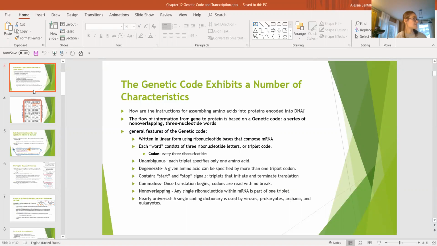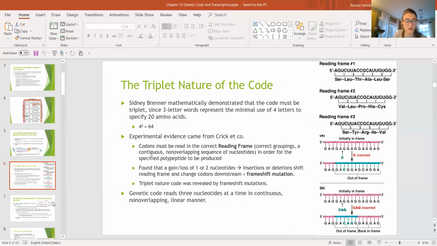I'm sorry I keep looking outside, but it's snowing, which is interesting. So beautiful. Okay, so going back to the triplet nature of the code.